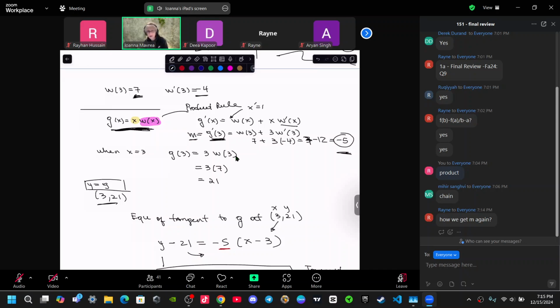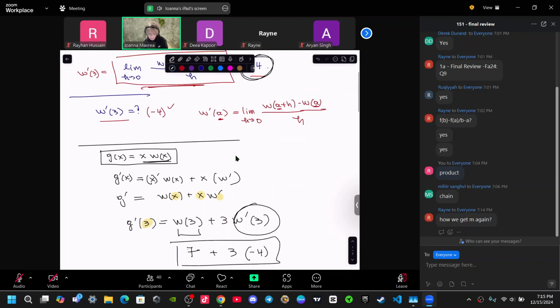That's the slope. The derivative of G at 3, the slope of the tangent line at 3, I'm just going to plug into the slope equation x equal 3. So I'm plugging in x equal 3, x equal 3, x equal 3. I'm given w of 3. It's part of the problem. I'm given w prime of 3, kind of indirectly.